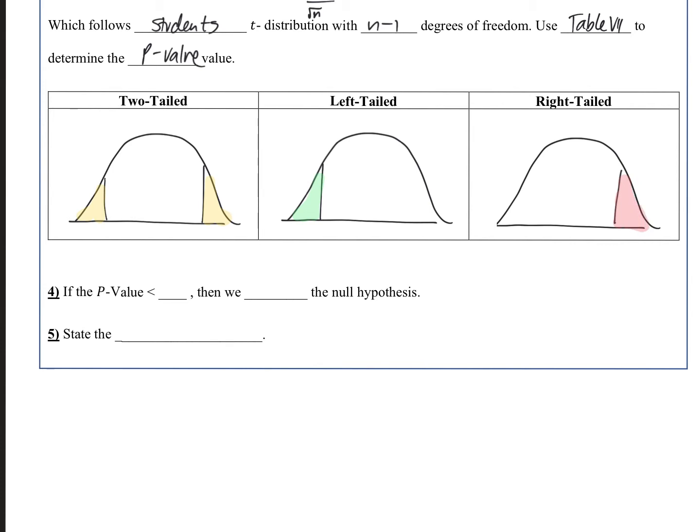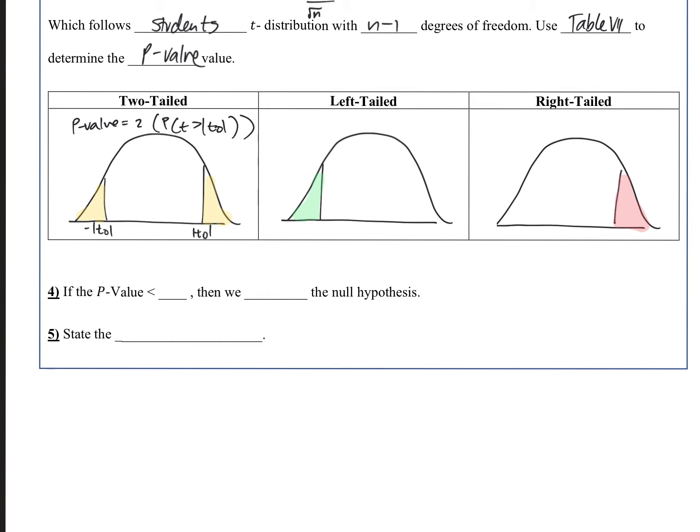And what are the values that we're looking at? Well, we'd be looking at the absolute value of t0 for both of these. And the p-value that we'd be looking at is going to equal 2 times the probability of t being greater than t0.